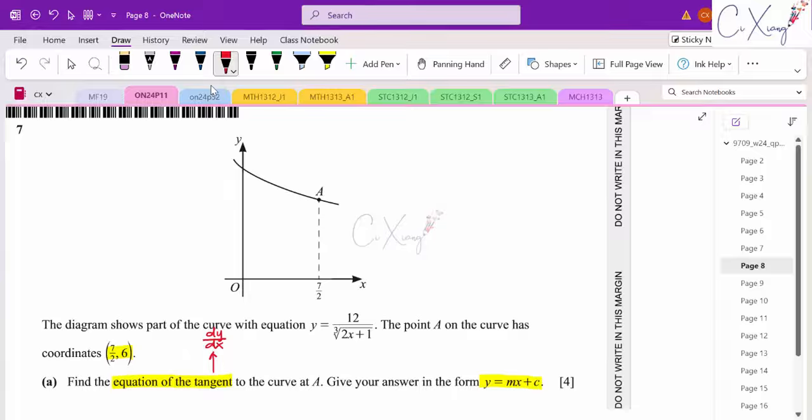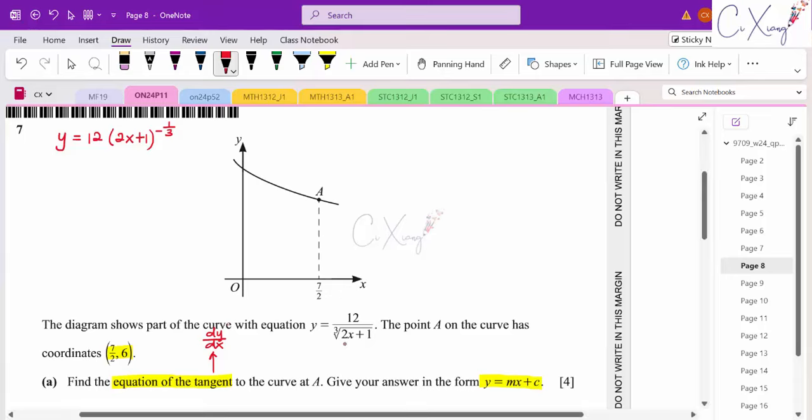So first of all, let us start with the differentiation. I'm having y equals, copy the constant, and then I want to bring the bracket up. So I'm having 2x plus 1 to the power negative 1/3. By right, we are having a cube root here. You can see a cube root here. So when you want to take out the bracket, it will be to the power negative 1/3.